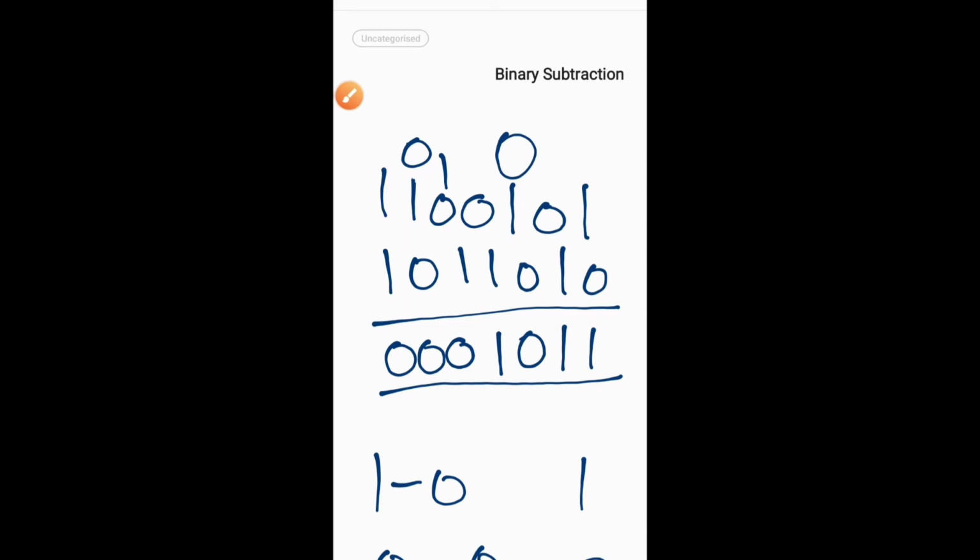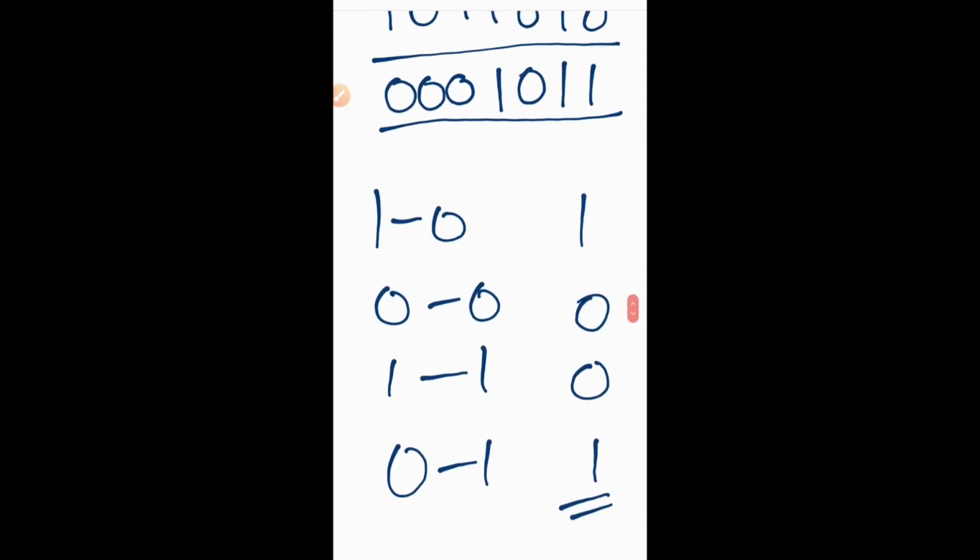As you can see in front of you, we have a question of binary subtraction. Although it was discussed earlier, today we are going to recall binary subtraction. But before that, let's have a look at the basic rules. Three basic rules are there. These are very common. As you can see, 1 minus 0 is 1.